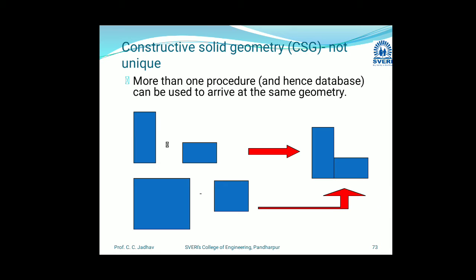Next, a constructive solid geometry is not unique. Okay, it is not unique as we use it in solid modeling. There is more than one procedure, and hence the database can be used to arrive at the same geometry. Now you can see that from these different objects, we are going to form a single object. So it is not unique, we create one new object from the given different objects with the same geometry. So this is not unique, and it is a very good option for creating geometry in solid modeling.